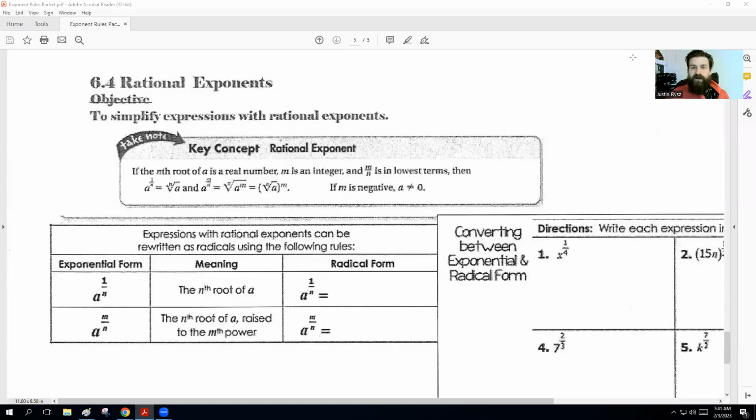Hey guys, Mr. Riz here to help you out on the last part of our unit here. And that's what we're going to talk about today, rational exponents.